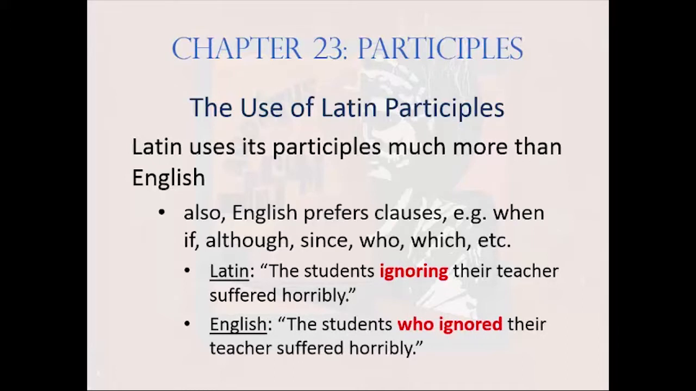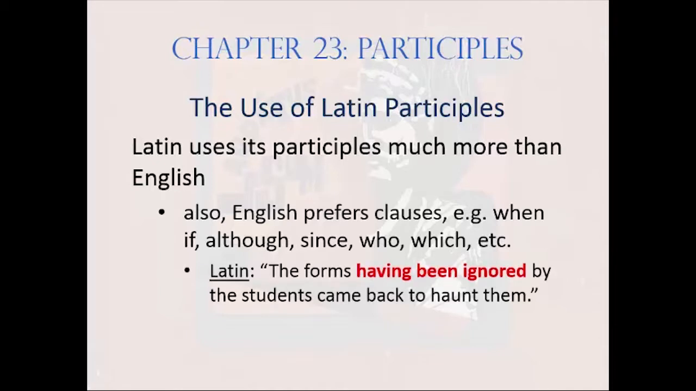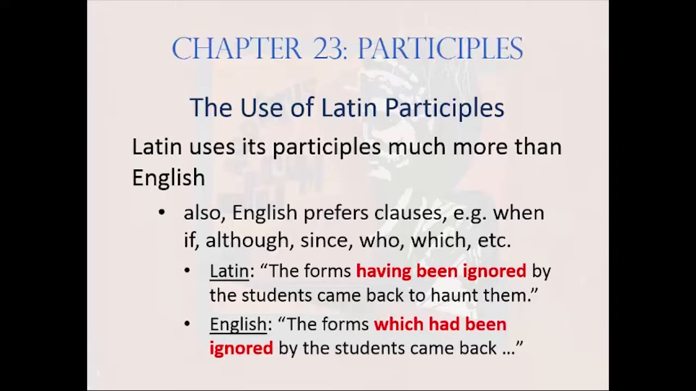To wit, where Latin will have the students ignoring their teacher suffered horribly, English prefers the students who ignored their teacher suffered horribly. Or where Latin says the forms, having been ignored by the students, came back to haunt them, English will say the forms which had been ignored by the students came back to haunt them. The result is a rich array of possibilities for translating Latin participles into English.